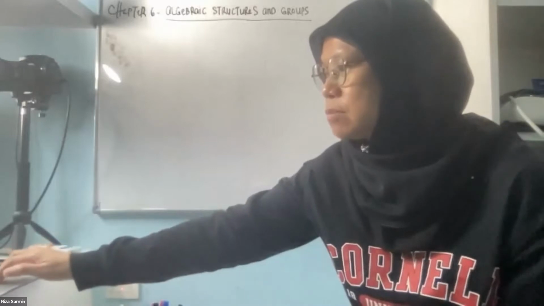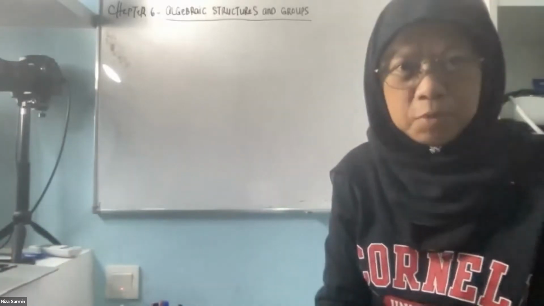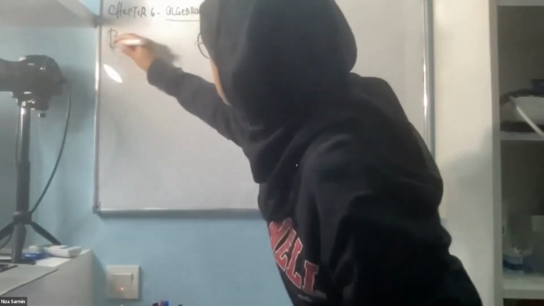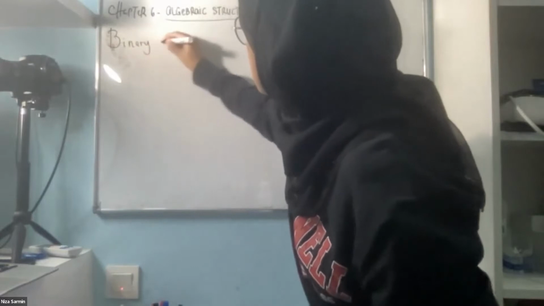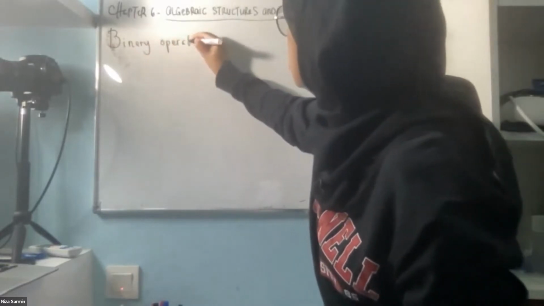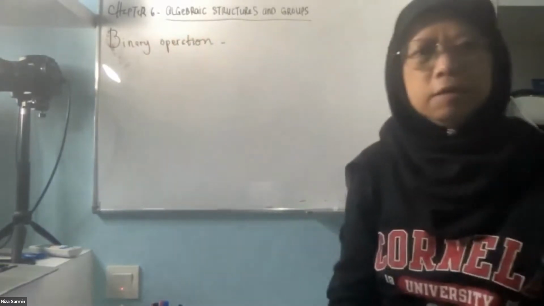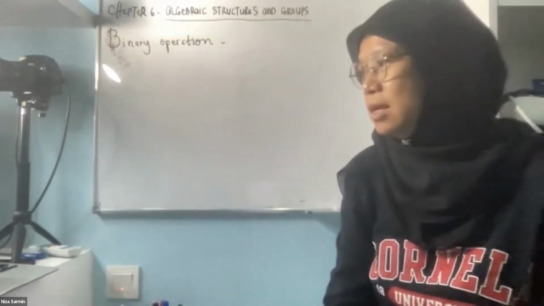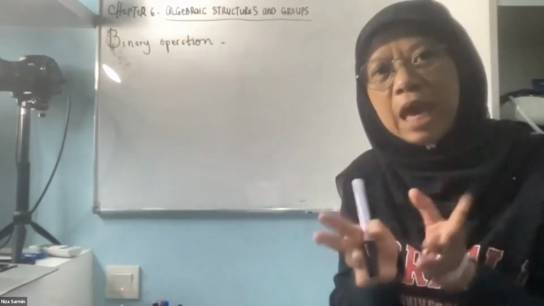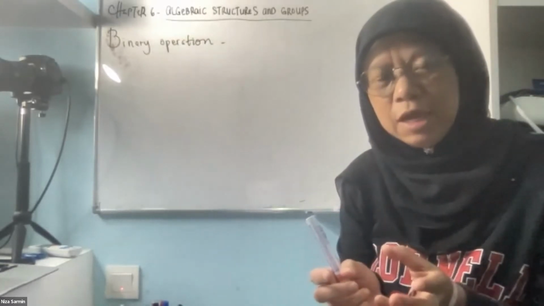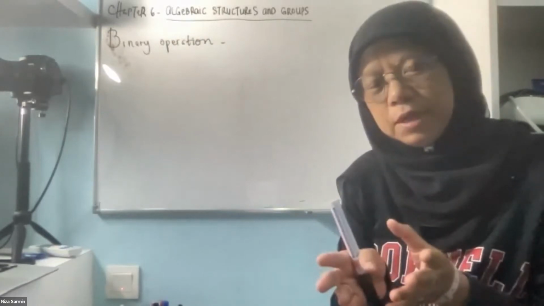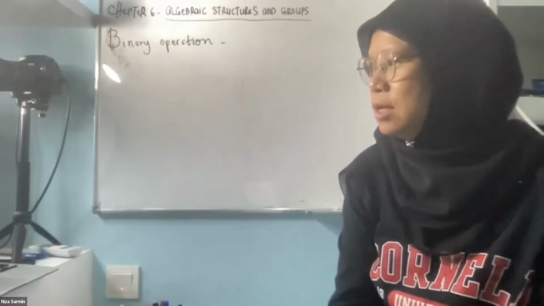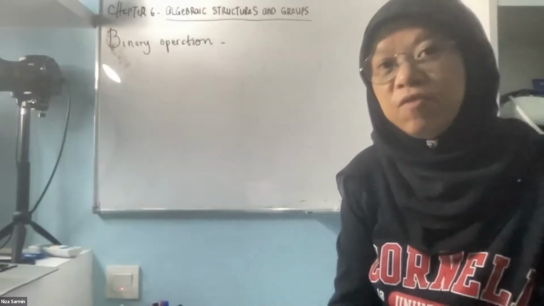So first, we have to look at the definition. What is a binary operation? Okay, we have to have a binary operation. Binary operation means that you have a pair of elements, that's why it's called binary, and you map this element to get only one element. Okay, so that's a binary operation. So it's a well-defined function.